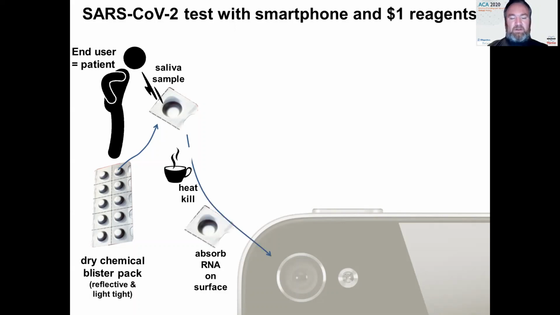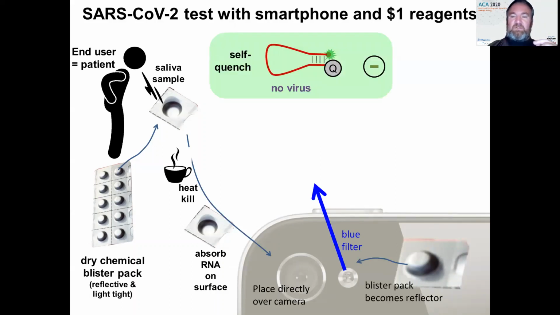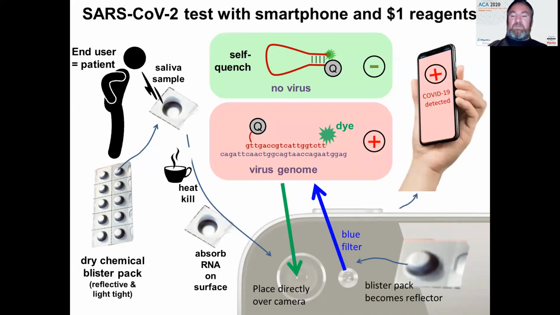And then absorb the RNA out of the solution preferably onto a surface, and then put that directly over the camera of a smartphone. The blister pack will act as a reflecting mirror to get all the light into the camera. Now, the flash LED will have to have a filter on it, but the idea is you use a blue excited fluorescent dye that is in this, called a molecular beacon, which is a self-quenching hairpin that has a small compatible sequence with itself, and the rest of it's compatible with the virus genome. So if there is virus around, the beacon will open up, exposing the fluorescence, and fluorescence increases by about a factor of 50. And that light in the camera would then indicate that you've got virus.